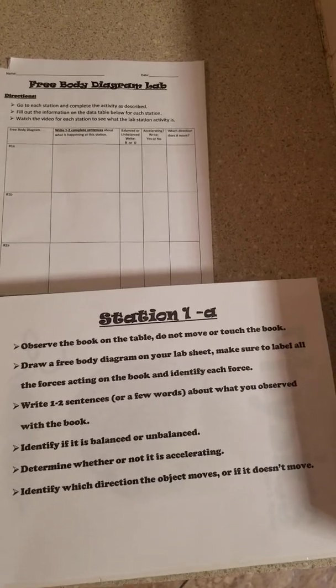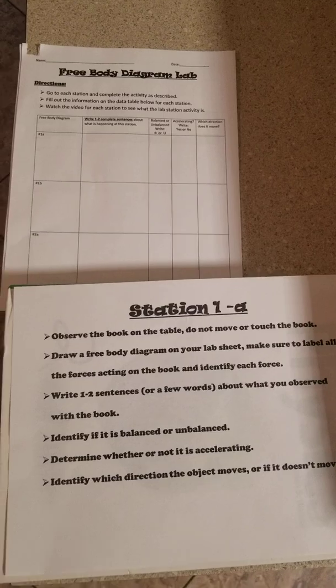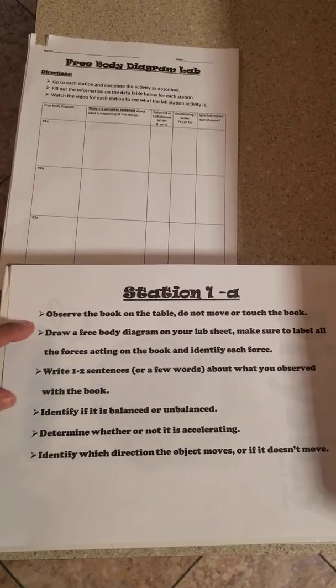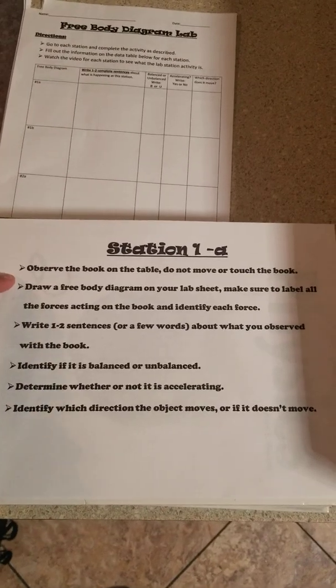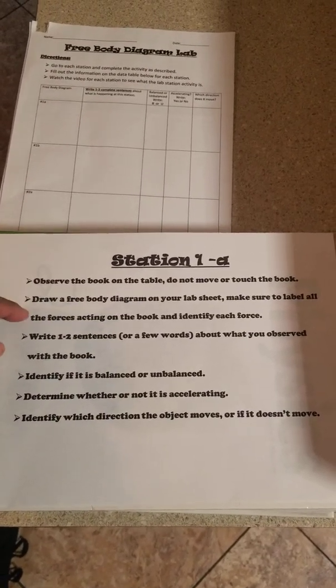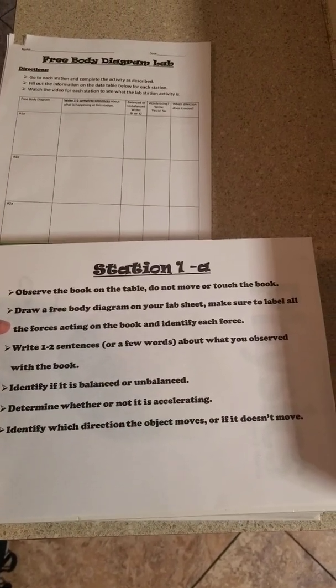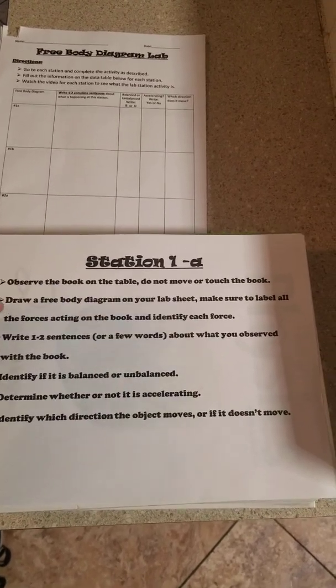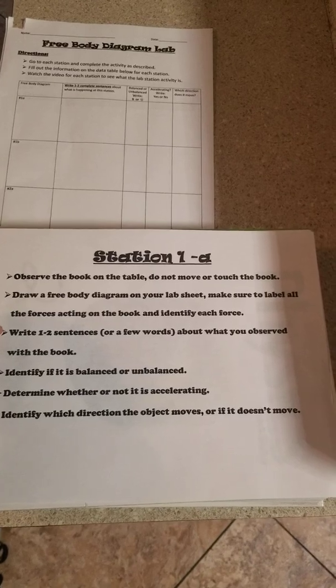Okay, so here's the lab. We have the different stations. Station 1 says, observe the book on the table. Do not touch the book. Do not move the book. Draw a free body diagram on your lab sheet to make sure that you label all of the forces that are being applied to your book.